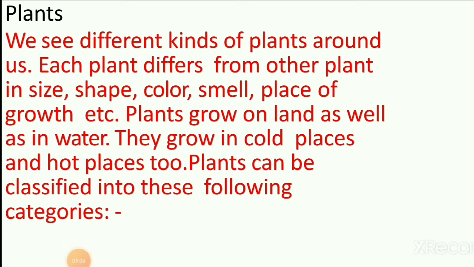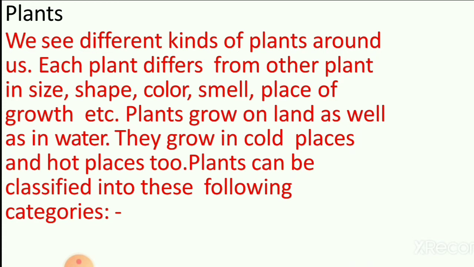So let's read some more information about plants. We see different kinds of plants around us. Each plant differs from other plants in size, shape, color, smell, place of growth, etc. Plants grow on land as well as in water. They grow in cold places and hot places too. Plants can be classified into the following categories. That classification we will learn ahead in this lesson, but before that, we will see what the different types of plants are.